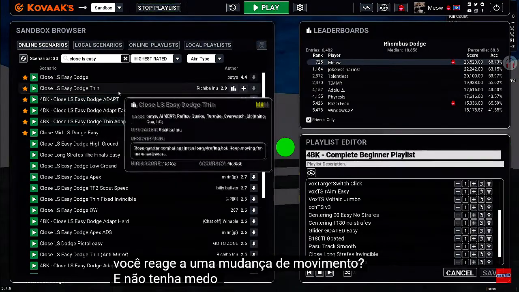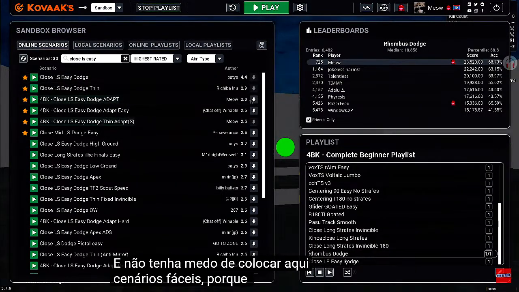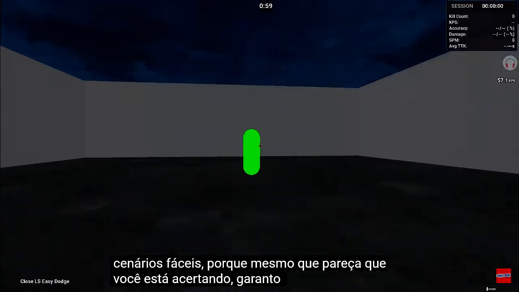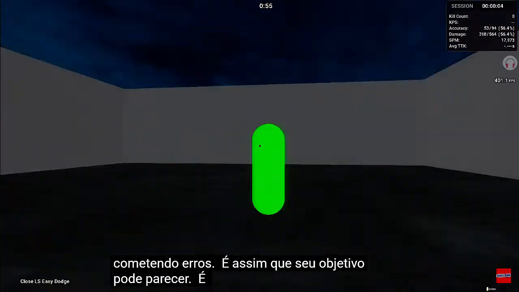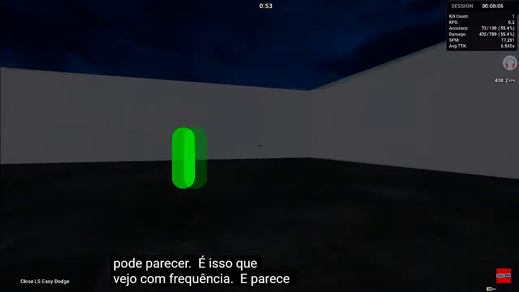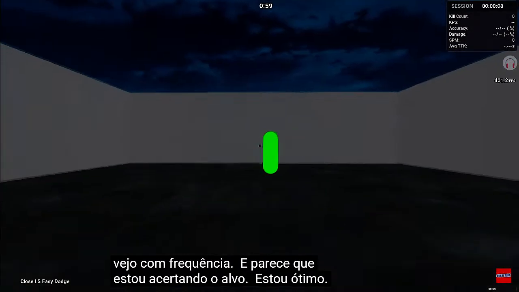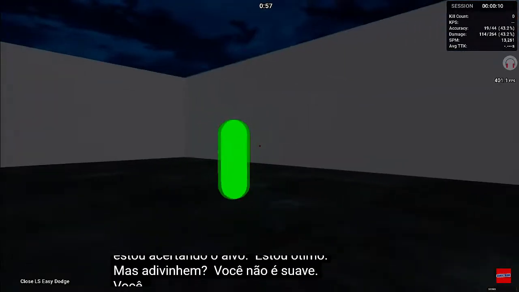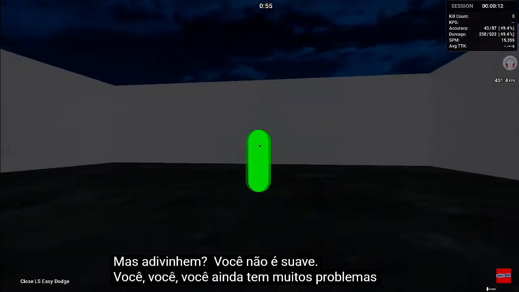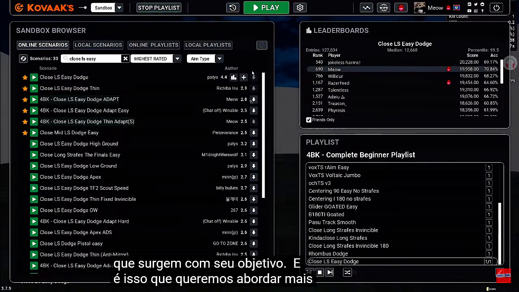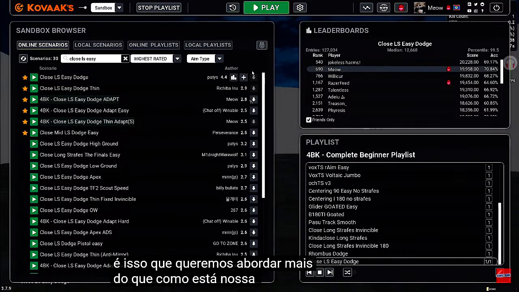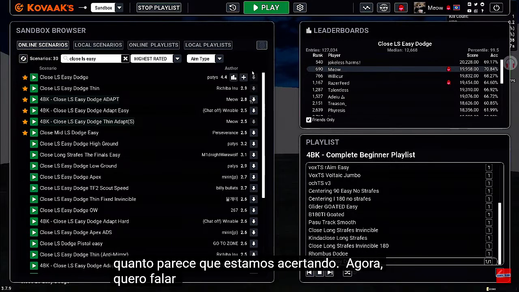And don't be afraid here to put easy scenarios, because even if it feels like you're hitting, I guarantee you're still making mistakes. This is how your aim might look like. This is what I frequently see. And it feels like, hey, I'm hitting the target, I'm doing great, but guess what? You're not smooth. You have a lot of issues that still come up with your aim. And that's what we want to address more so than how our score is or how much it feels like we're hitting.